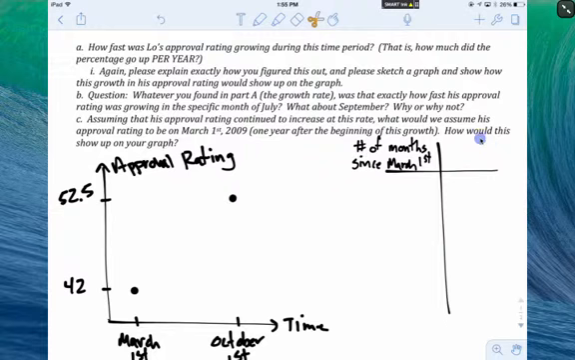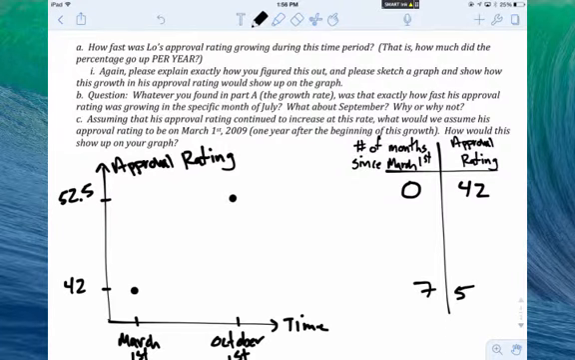And let's define our dependent quantity to be the approval rating, which of course is going to be a percent, but just the approval rating. Awesome. So on March 1st, 0 months since March 1st, the approval rating was 42%. On October 1st, which was 7 months later, his approval rating had jumped to 52.5%.